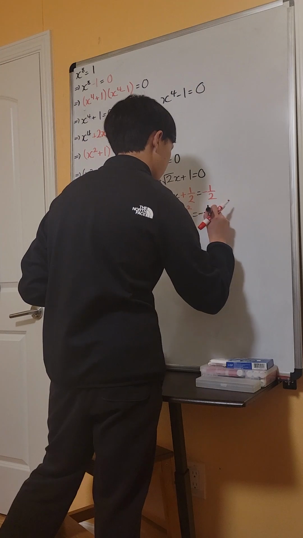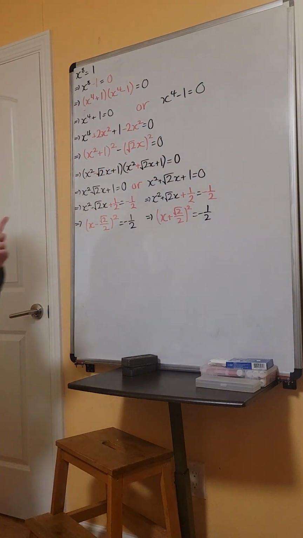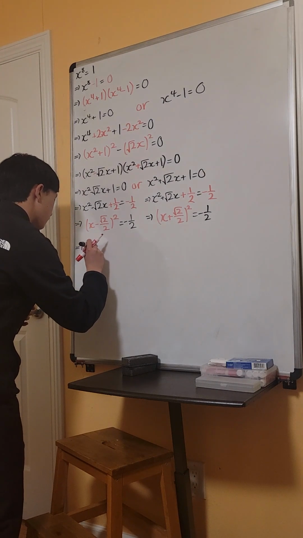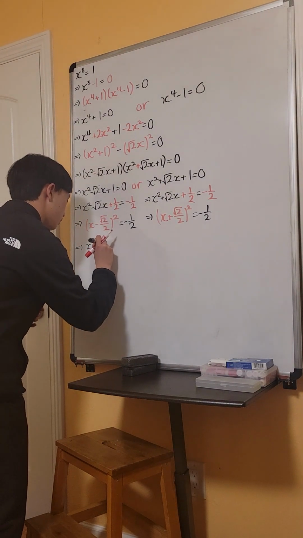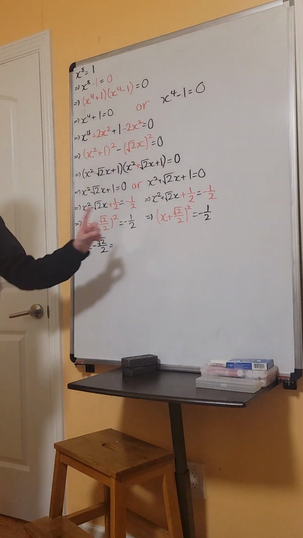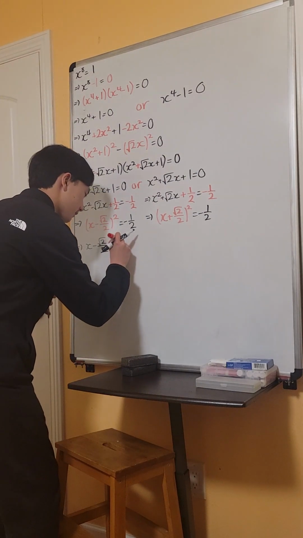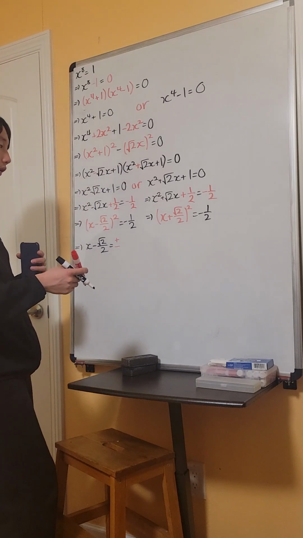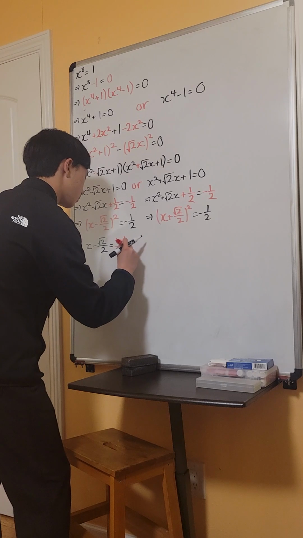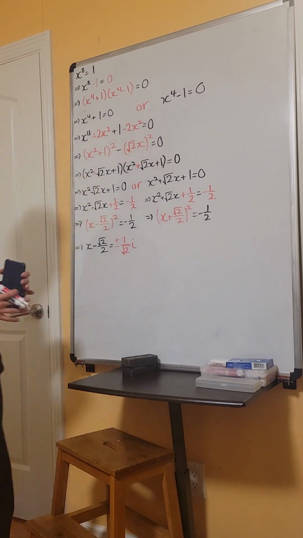Equal to negative 1/2. Okay. Take the positive negative square root on both sides. On the left side, you get x minus root 2 over 2. And on the right side, you get, okay, well, positive negative first. The i can come later. Square root of 1 is just 1. And then root 2 on the bottom. And you have the i.